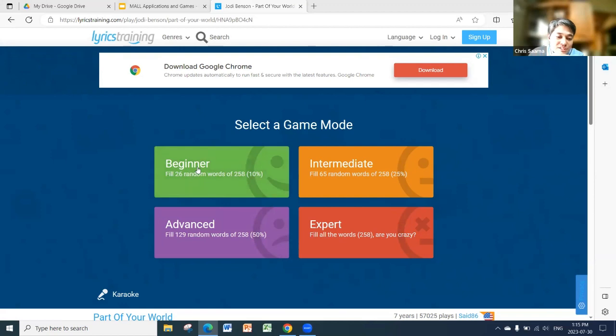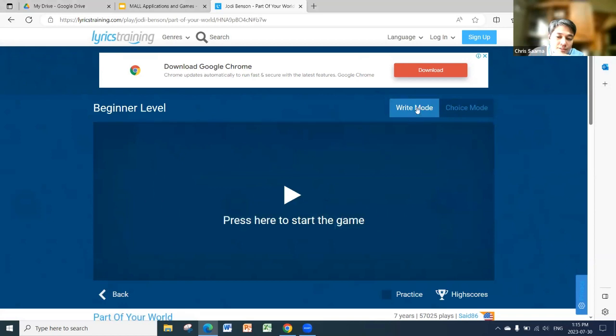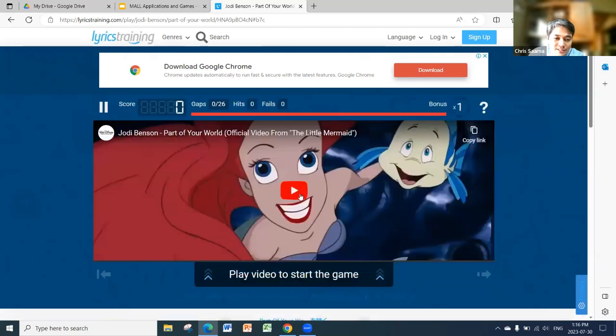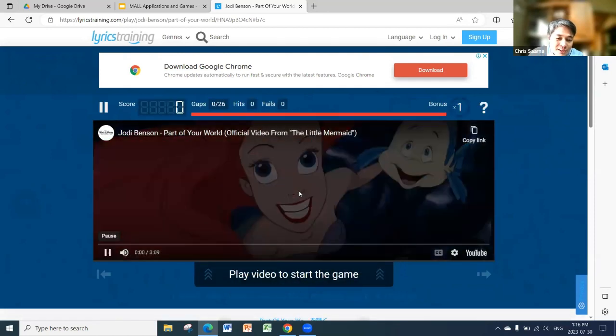So, a lot of students are into Disney music, so I would choose the beginner level. And there's 2 modes, write mode or choice mode. And for beginner level students, I recommend choice mode because it's quite difficult. And because of predictive text, a lot of students are really bad at spelling now. So I used to do write mode, but because the spelling and my students' level is lower than before, I choose choice mode now. And I'll just try it out. And this is Part of Your World, a Disney song.